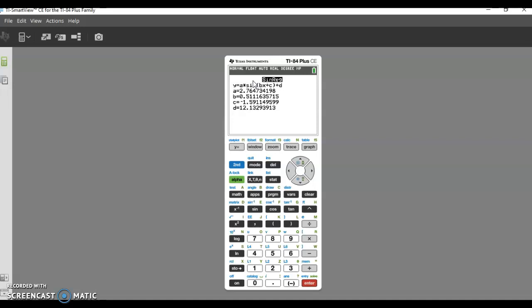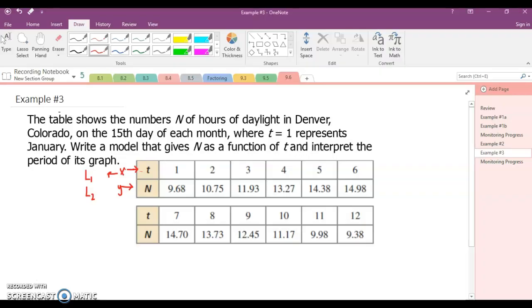Okay, so notice our A is 2.765, our B is 5.11, C is negative 1.59, and D is 12.13. So we're going to put that back into this format up here. Okay, so our final answer just from that would be Y equals, our A was roughly 2.76, times sine of 0.511x minus 1.59 plus 12.13.